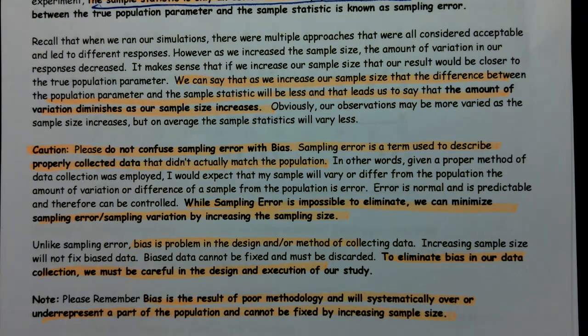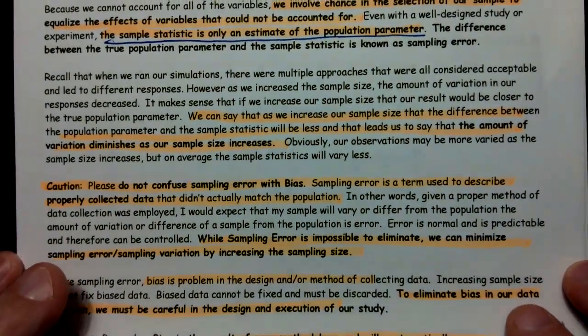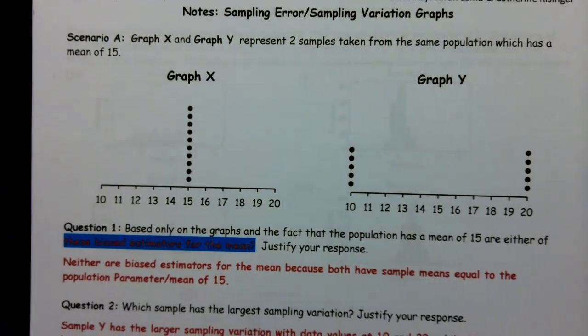Please remember, bias is the result of poor methodology and will systematically over or underrepresent a part of the population. It cannot be decreased or fixed by increasing sample size. So let's take a look at some sampling error problems.